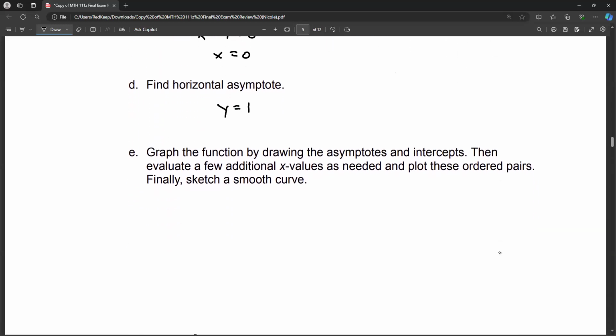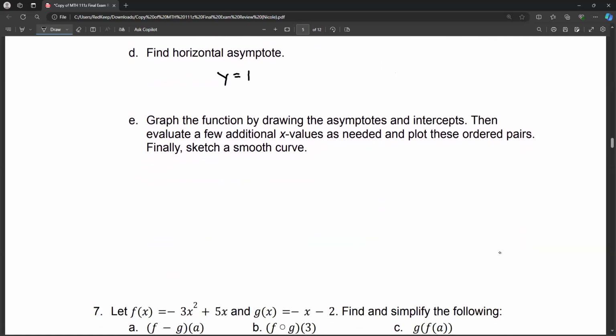And here they're asking us to graph the function by drawing the asymptotes and the intercepts, then evaluate a few additional x values as needed and plot these ordered pairs. Finally, sketch a smooth curve. So this will be a few step process. Let's start with our x and y coordinate system. I think I called this g of x. Oh, no, sorry, this was c of x.